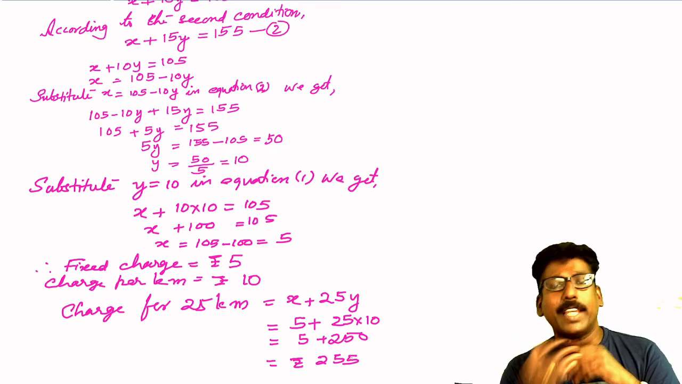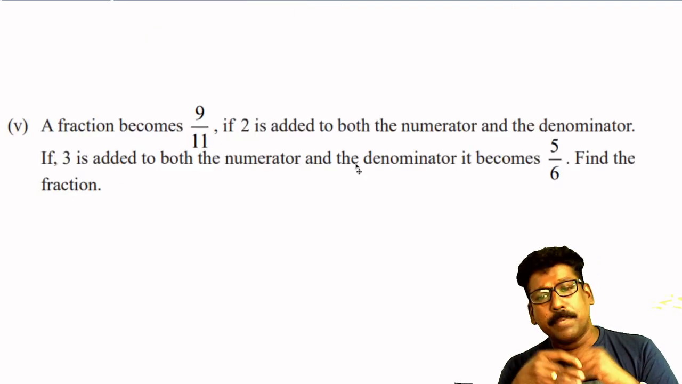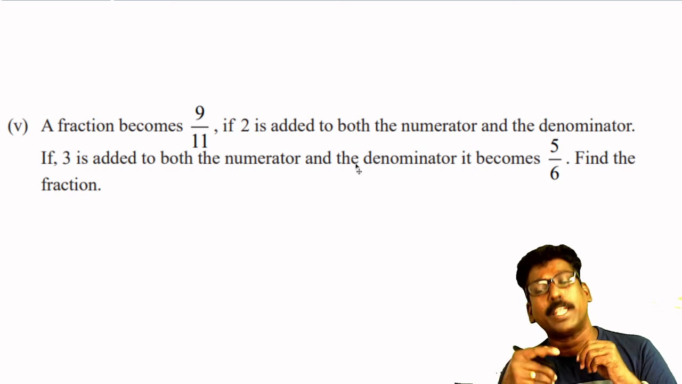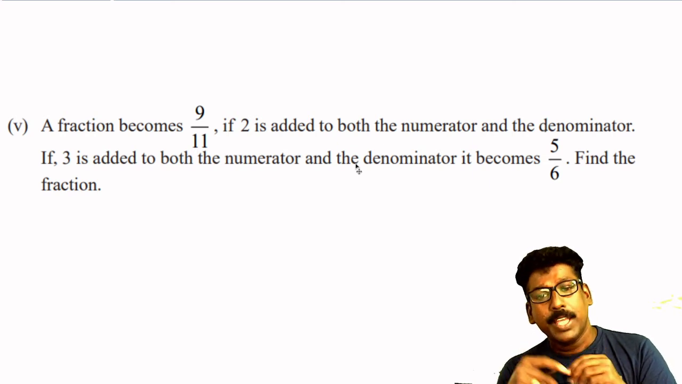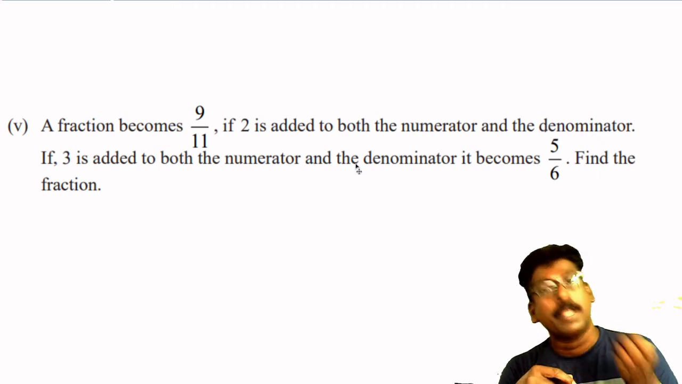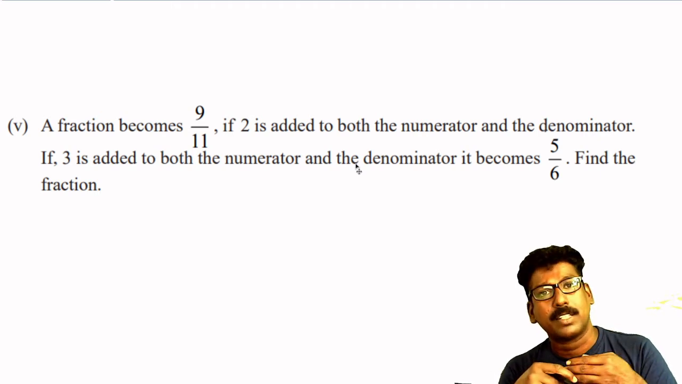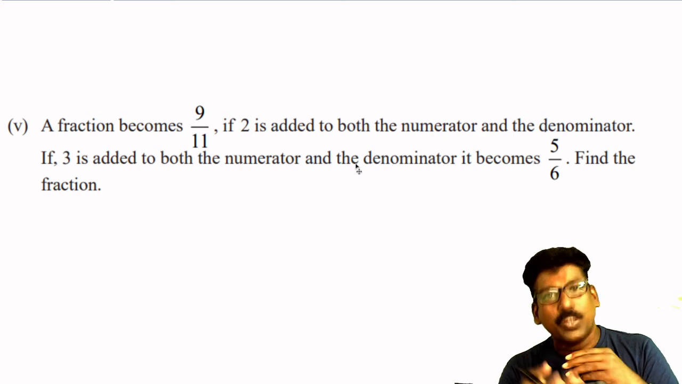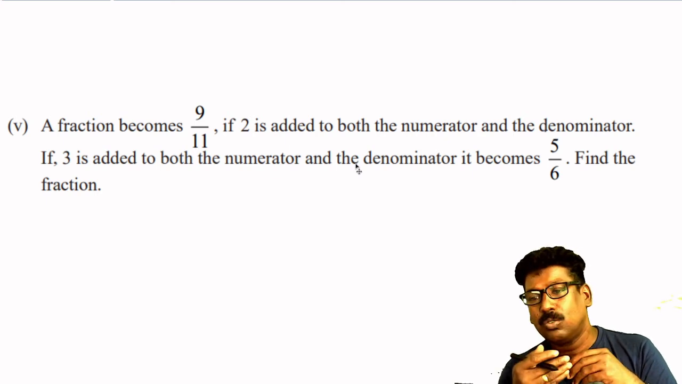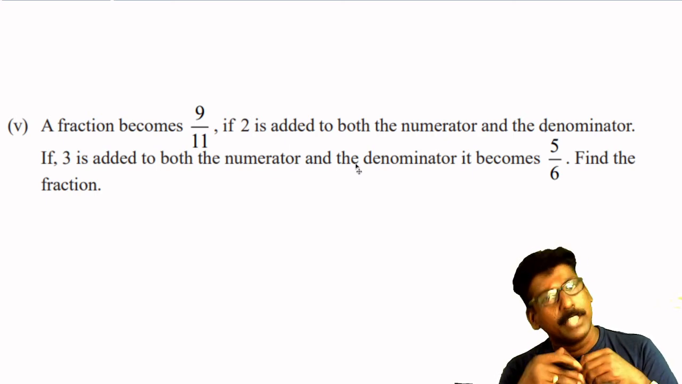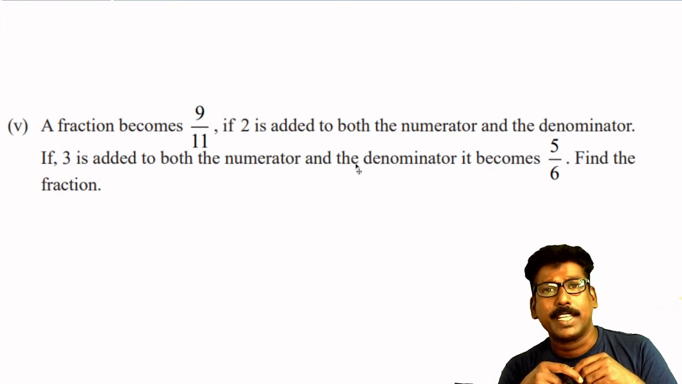Now let us look at the next question. A fraction becomes 9 by 11 if 2 is added to both numerator and denominator. If 3 is added to both numerator and denominator, it becomes 5 by 6. Find the fraction. To find out the fraction, we have to know the numerator and the denominator. So that you can take it as x and y.